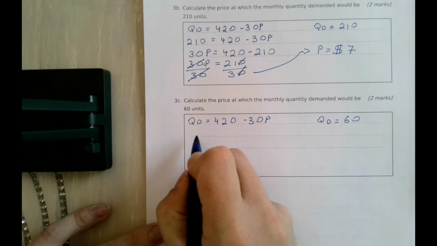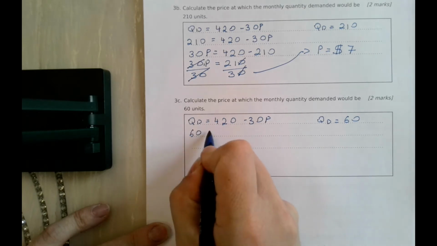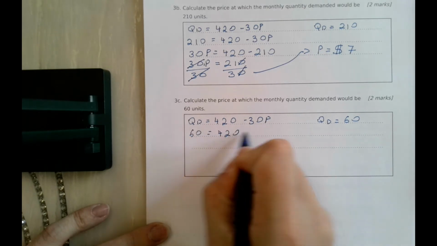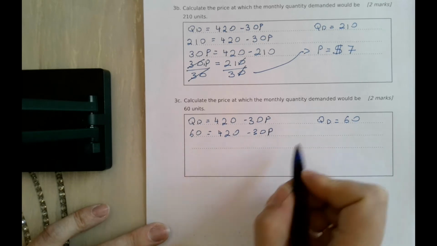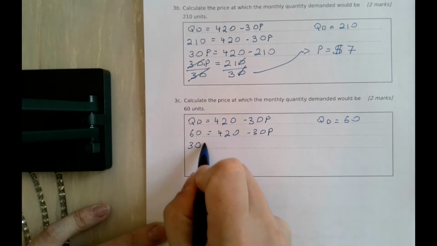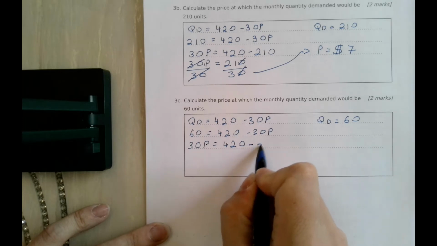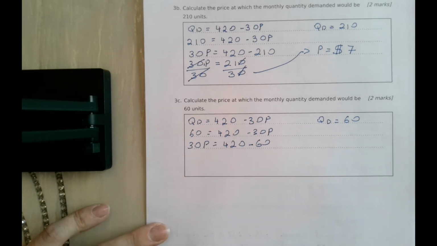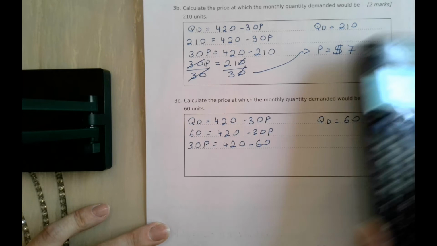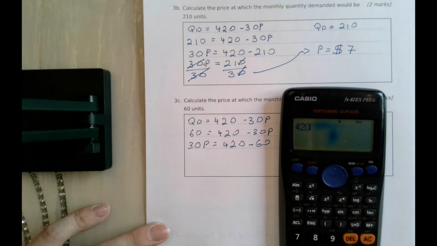Okay, so what we're going to do is we're going to put 60 in here equals 420 minus 30p. Okay, I'm going to bring the 30 over, make that plus 30p equals 420 minus 60. Okay, because it was a plus, now it's a minus. Okay, sorry, I should really be doing this on the camera.